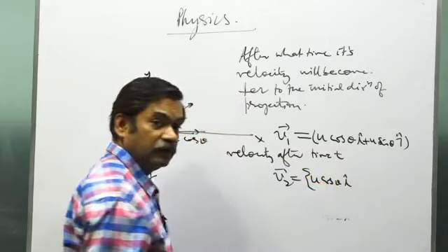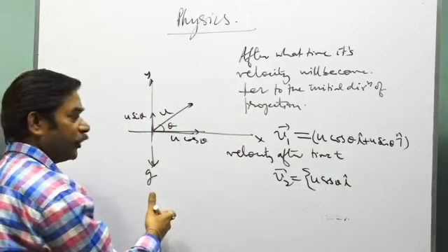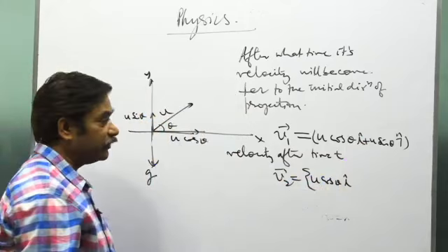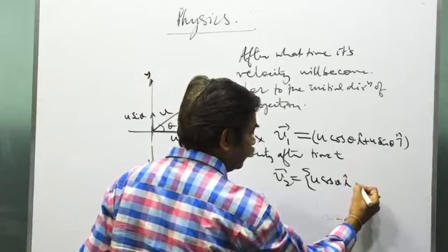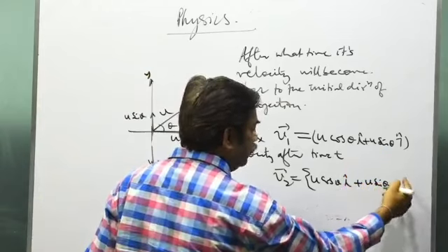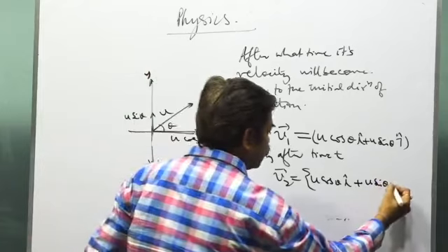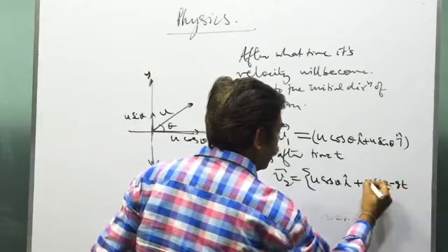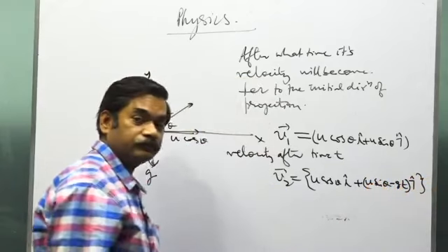Is that clear? Now see, in the vertical direction there is acceleration g in the downward direction, so we apply v equals u plus at. So this will become u sin theta plus at. A is downwards, because we are taking upwards as positive, so downwards will be negative, so minus gt, and this is j cap. This is the velocity after time t.